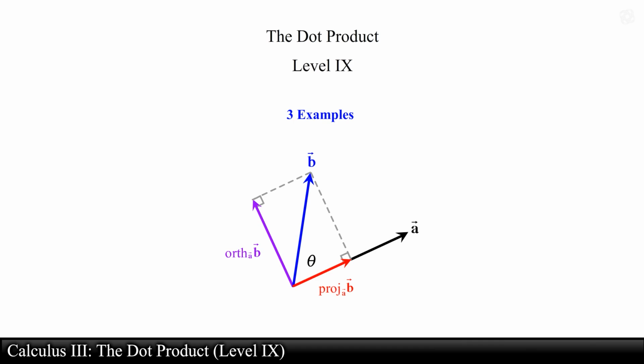The dot product, Level 9. In this video, we will go over 3 examples to illustrate how to compute and find the scalar, vector, and orthogonal projections. Let's jump straight into the first example.